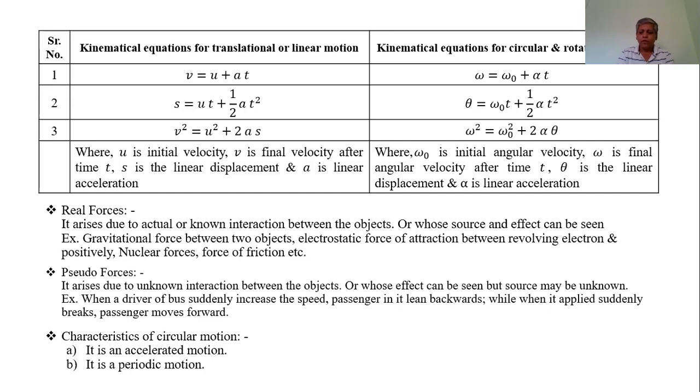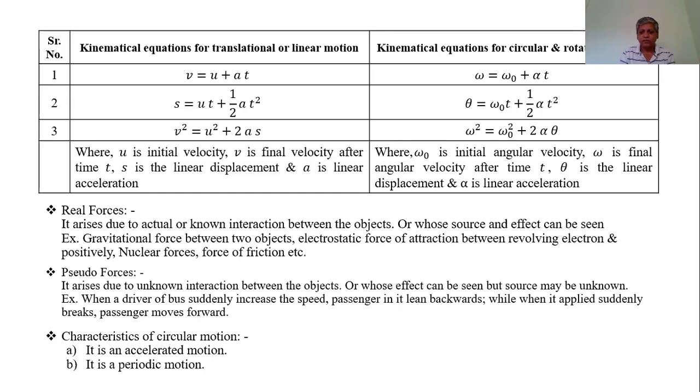Now we study the characteristics of circular motion. Circular motion is accelerated motion, since velocity changes. Velocity changes due to the change in direction. In circular motion, the direction at every instant changes. The direction cannot remain the same. That means the direction of velocity changes, so velocity changes. Also, in non-uniform circular motion, there will be a change in speed also. Speed may increase or decrease. That means circular motion is accelerated motion.